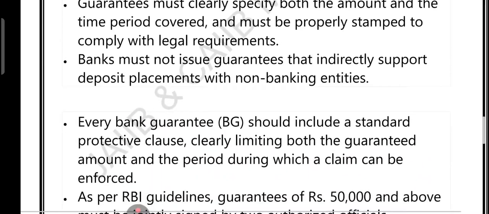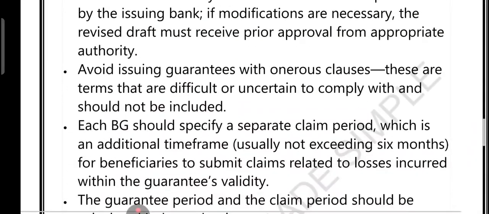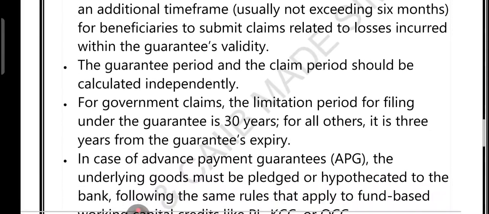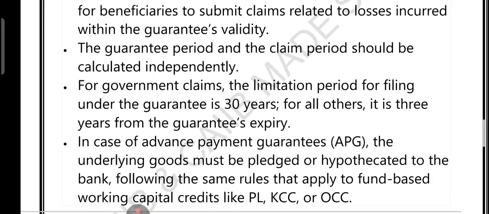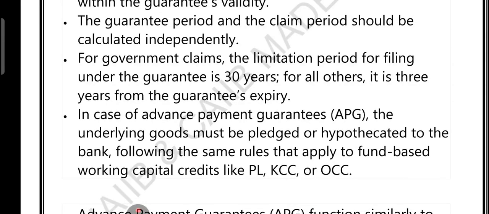Then we talk about the limitation period. What is the meaning of limitation period? For a government guarantee, the claim limit is 30 years, and for others only 3 years. Advance payment guarantee: in the case of APG, goods must be placed or hypothecated, like in the fund-based limit. APGs are treated like performance guarantees. Items under APG should reduce the drawing power.